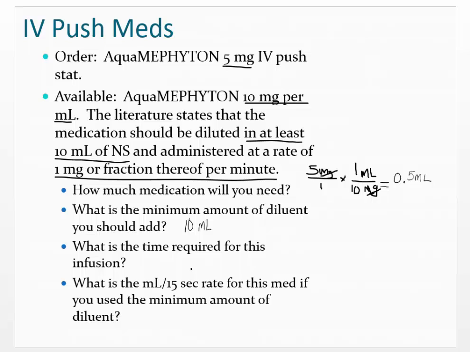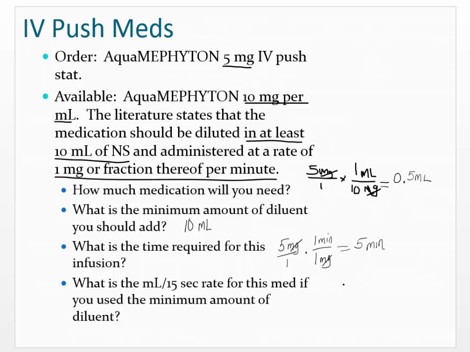Third question, what is the time required for this infusion? So I want to look at what I have for time, and it says 1 milligram or fraction thereof per minute. So I'm going to set this up. 5 milligrams is my ordered amount. Put it over 1 as a placeholder, and it tells me 1 milligram, put that on the bottom so that it cancels, or fraction thereof per every 1 minute. And again, I can do the math in my head here. This is going to come out to be 5 minutes.